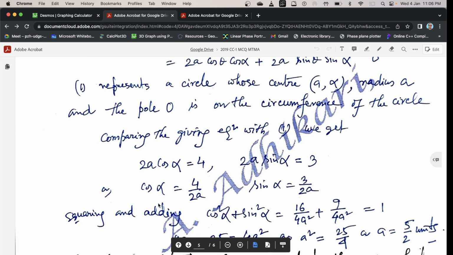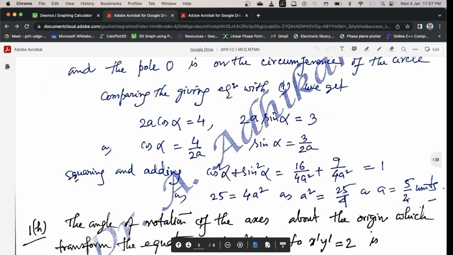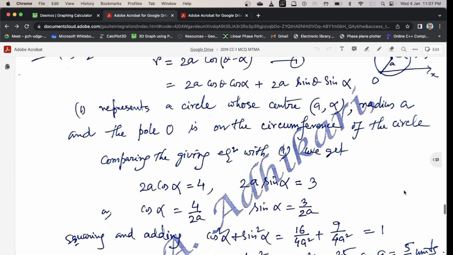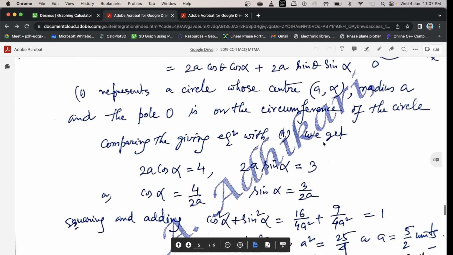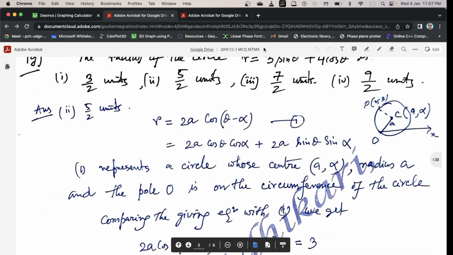And from this we get cos alpha equal to this and sin alpha equal to this, and squaring and adding, we get cos square alpha plus sin square alpha equal to 1. So the value of a is 5 by 2 units, taking the positive value of a, because a is the radius of the circle. So the correct option is 5 by 2 units, that is option 2.